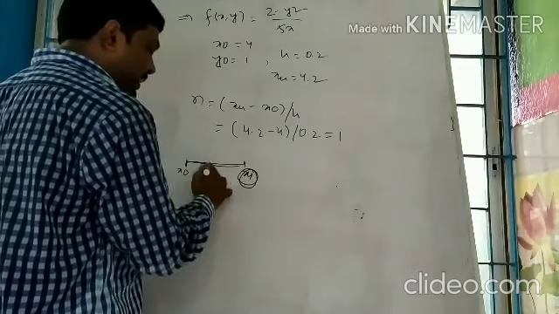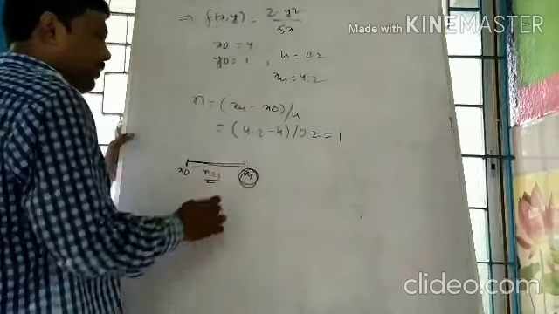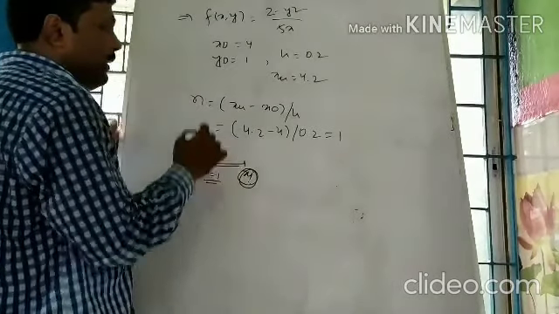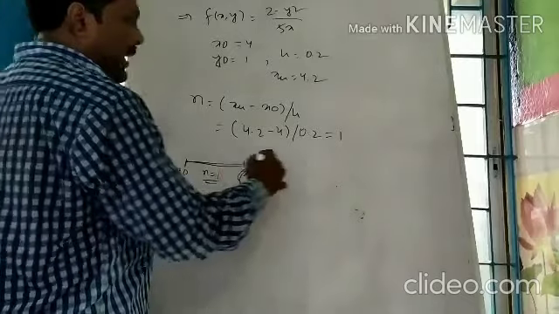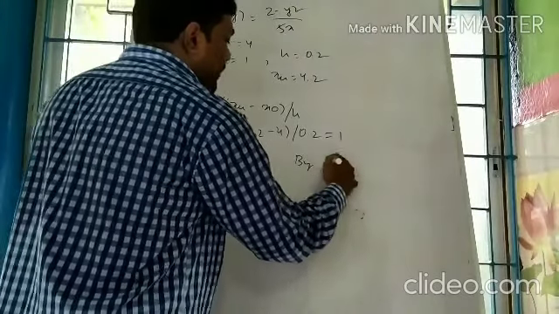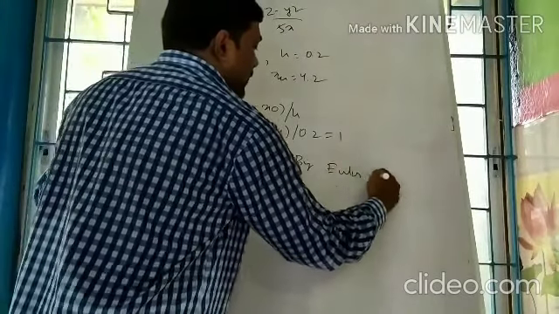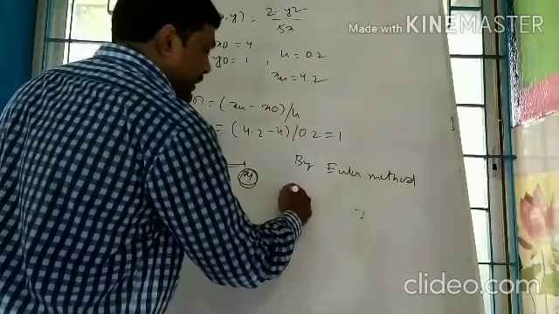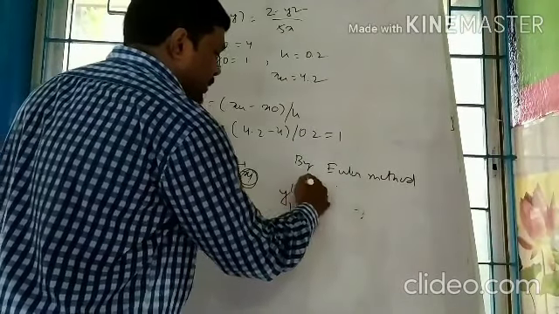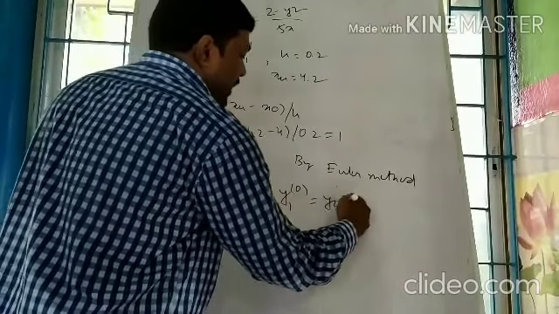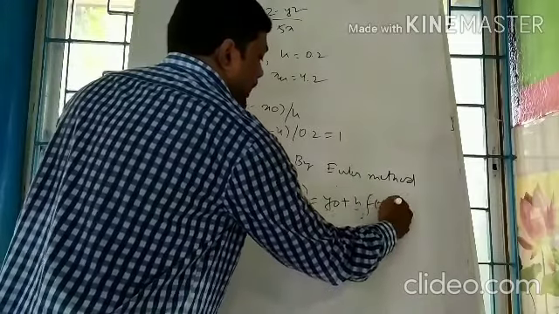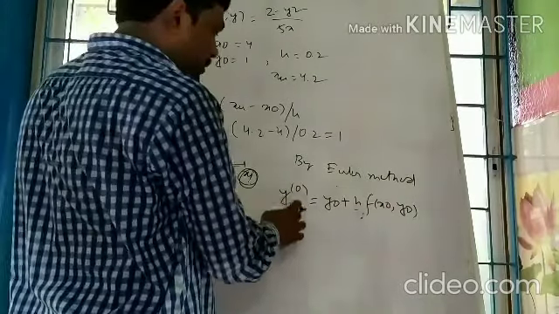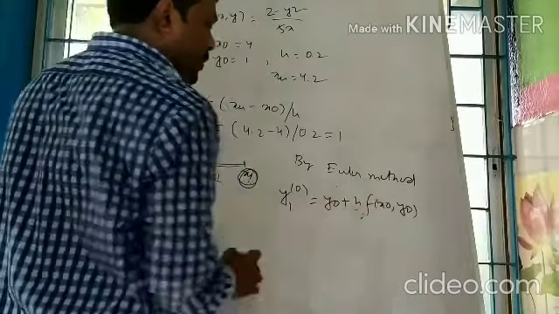So n is 1. Okay. So we have to calculate y at the point x1, that is y1. Now by Euler method, the initial approximation of y10 is y0 plus h f of x0 y0.